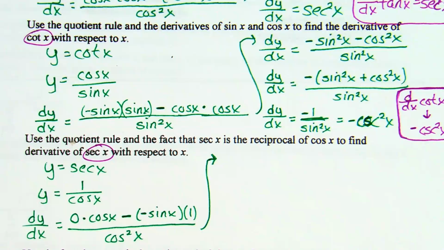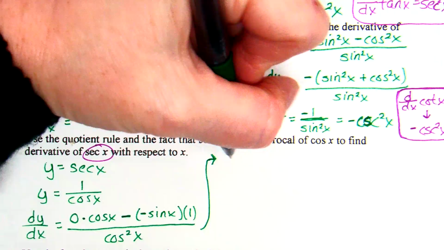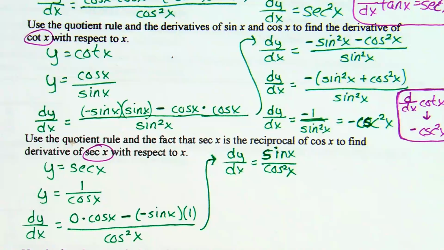Okay. Clean up. What do we have on top now? Sine x. So dy dx equals sine x over cosine squared x. And if you remember the back side, this is not our final answer. The easiest way is to split this up into 2 fractions.